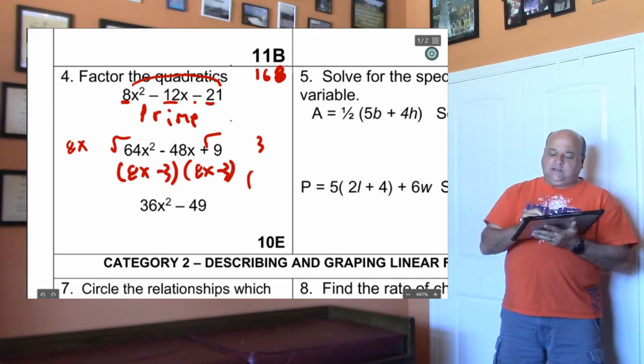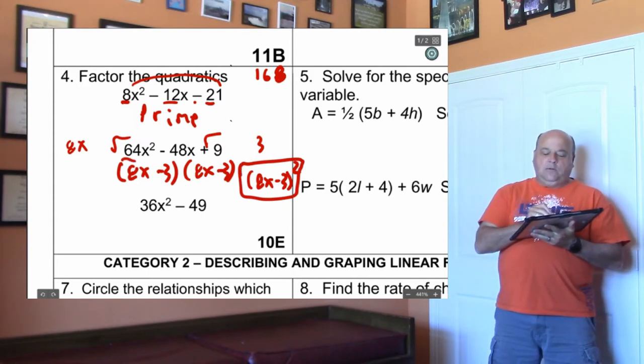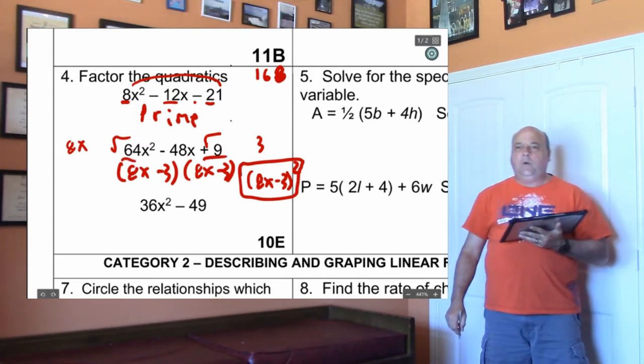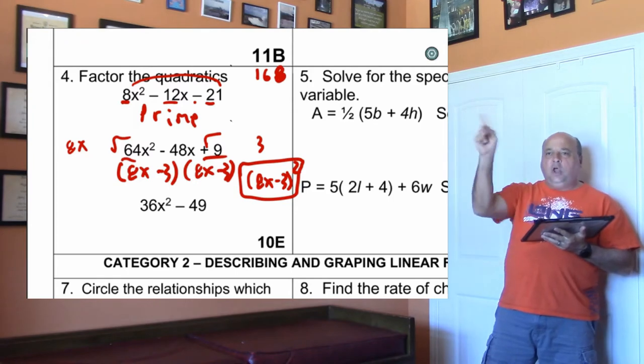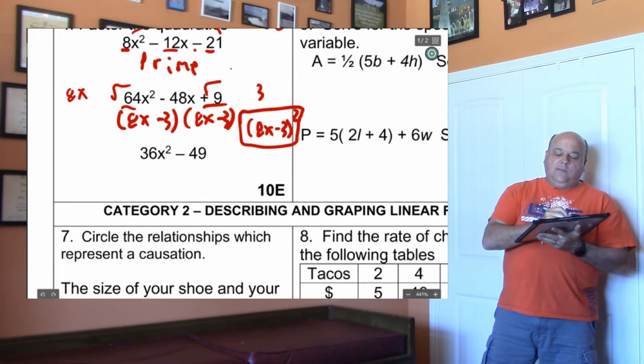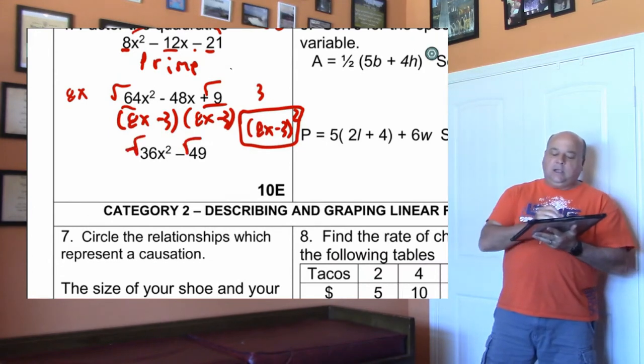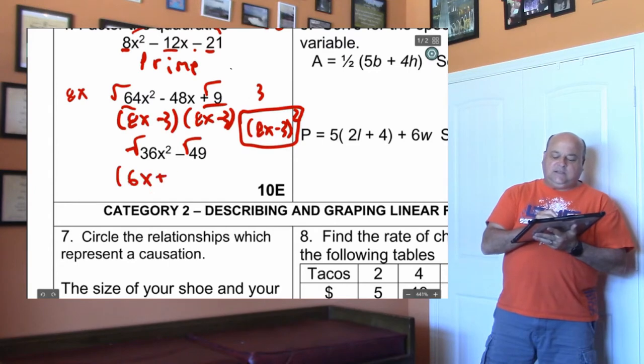On your STAR test, they may have 8x minus 3 to the second power, okay? So right here, the key on that is to notice that those are perfect squares. Square root both of them, multiply them, and see if you double to get the middle term. On the next one, these are both perfect squares, but the middle term eliminated, didn't it? Okay, so we're going to write down 6x plus 7 and 6x minus 7.